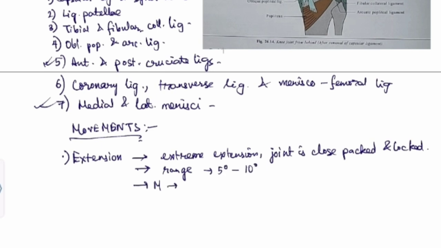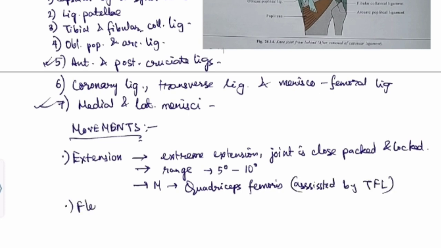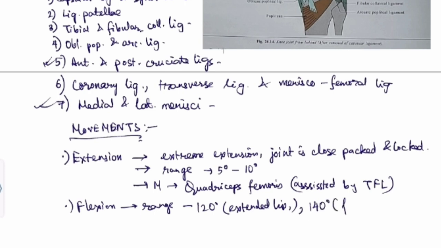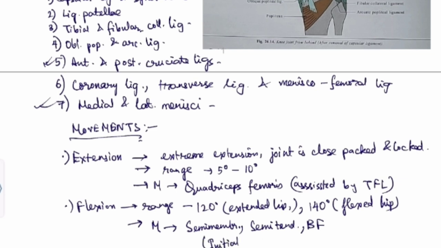Mainly the muscles, quadriceps femoris, assisted by tensor fascia lata. Flexion. Range of motion 120 degree with extended hip and 140 degree with flexed hip. Muscles: semimembranosus, semitendinosus, biceps femoris. Initiated by popliteus. It begins the unlocking mechanism. I hope you remember that from the class on popliteus.